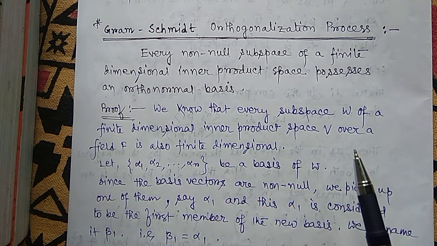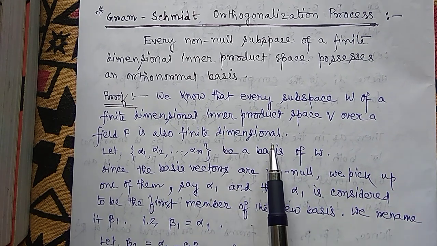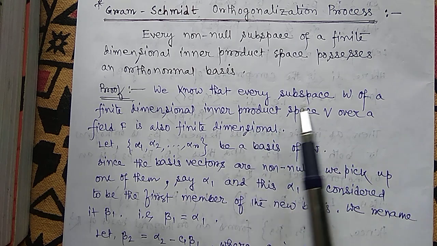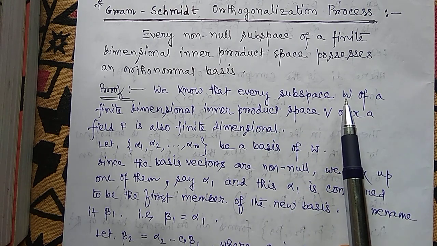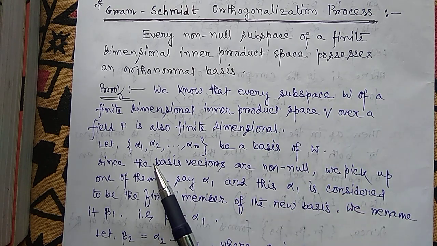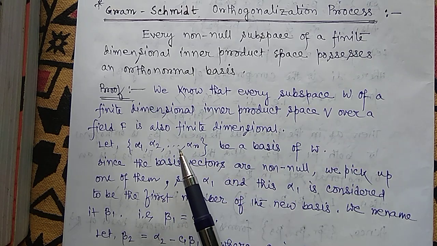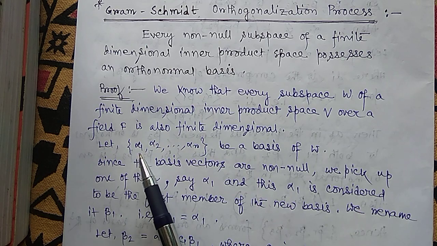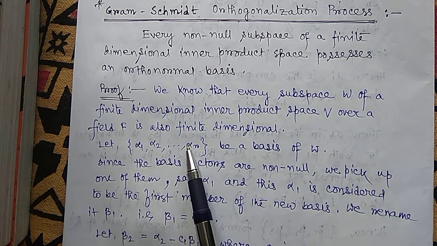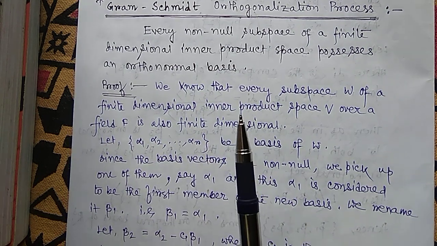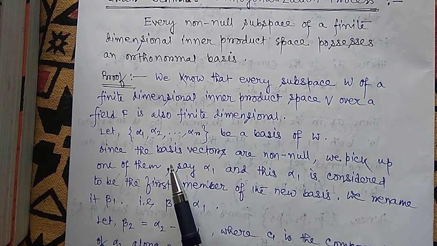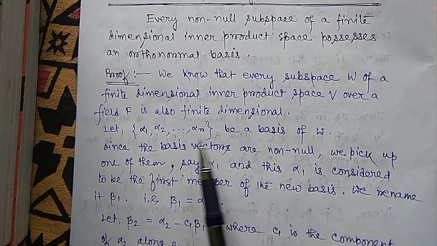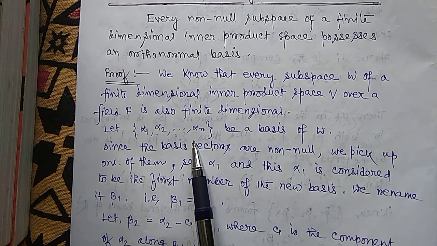Suppose V is a finite dimensional inner product space over a field F and W is a subspace of it. Since W is finite dimensional, it must have a finite basis with the vectors say alpha 1, alpha 2 up to alpha r. We know that basis vectors are always non-null vectors. So all of these vectors are non-null vectors.